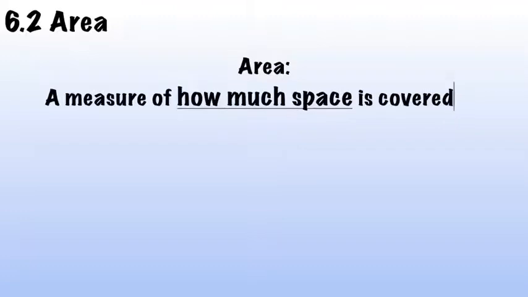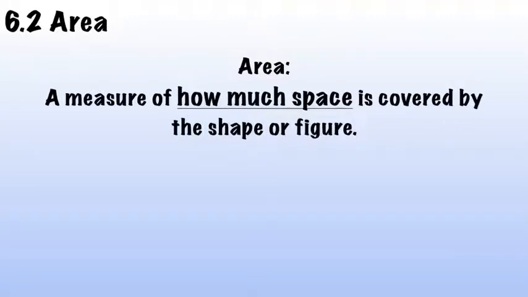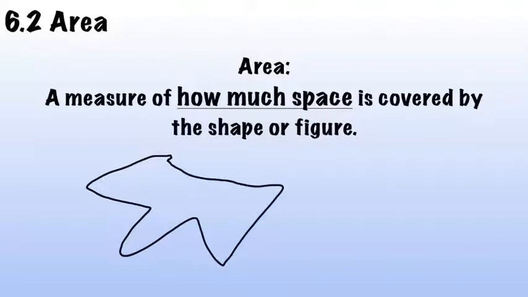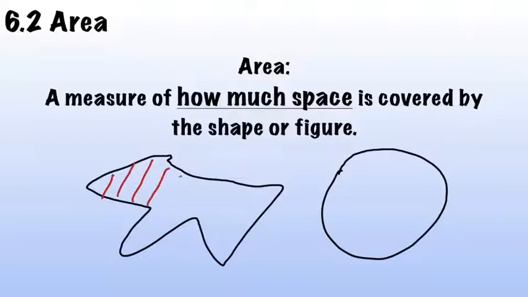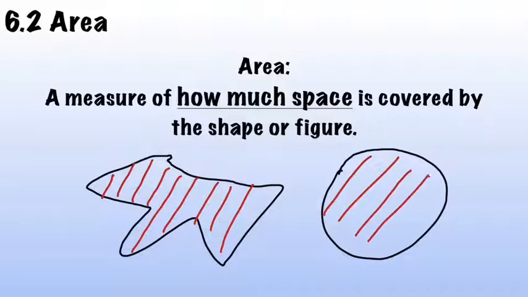Next, we're going to 6.2, which talks about area. An area means a measure of how much space is covered by the shape or figure. No matter what kind of shape it is, when the question asks us to calculate the area, it means that we need to add up the total space of this shape. So like this.